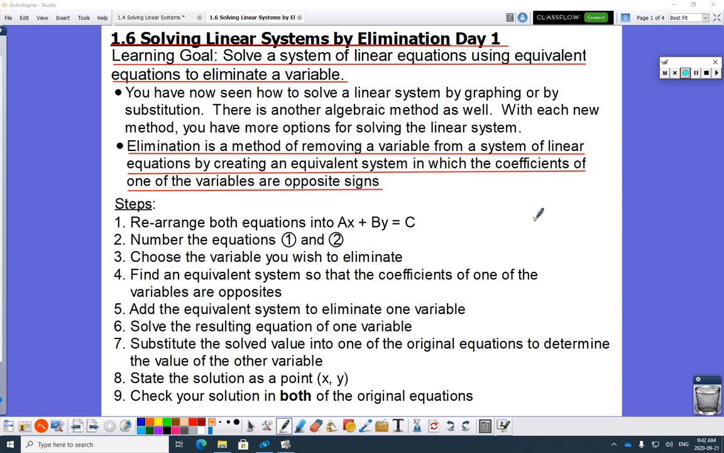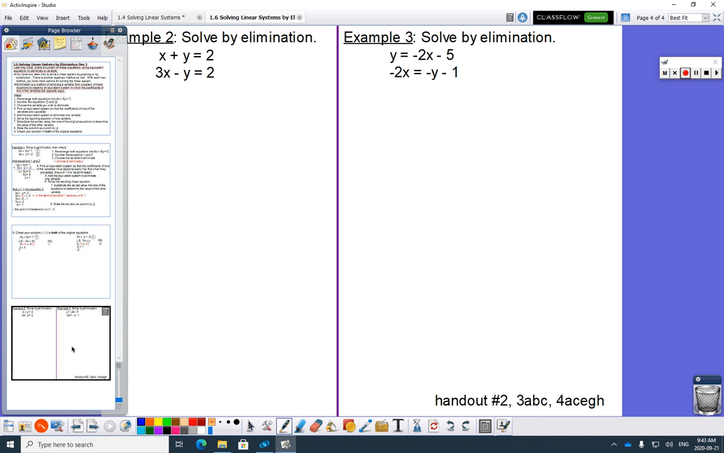Okay, so for solving linear systems by elimination, day one, the old textbook actually sort of divided elimination into 2 days. So you'll see, I think it might be after the second elimination day, it says the homework for this note, it says handout at the bottom. That's what they're talking about, this handout. Okay, so the questions are there, as well as the answers.